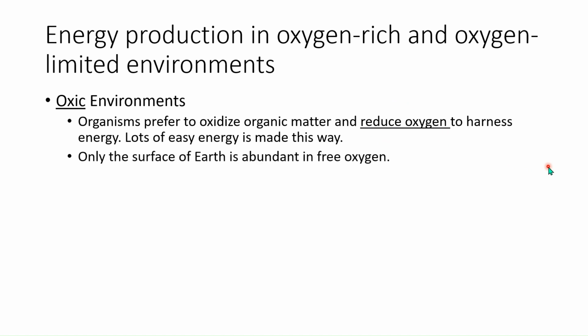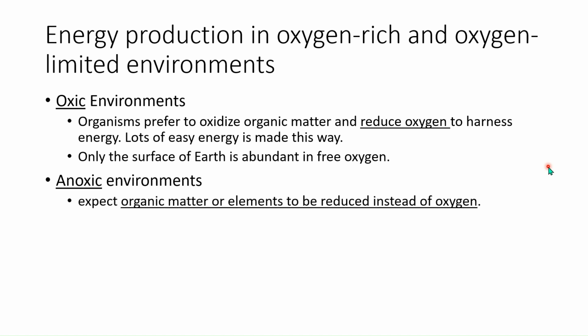However, this isn't the case for all of Earth. We don't have a free and abundant level of oxygen everywhere. There are many anoxic environments, maybe even more prevalent. In these regions, we still need to produce energy and assimilate organic matter. So instead of reducing oxygen, we need to expect to reduce other organic matter or maybe some atoms, elements, instead of reducing oxygen. So you have to work with what you have here.